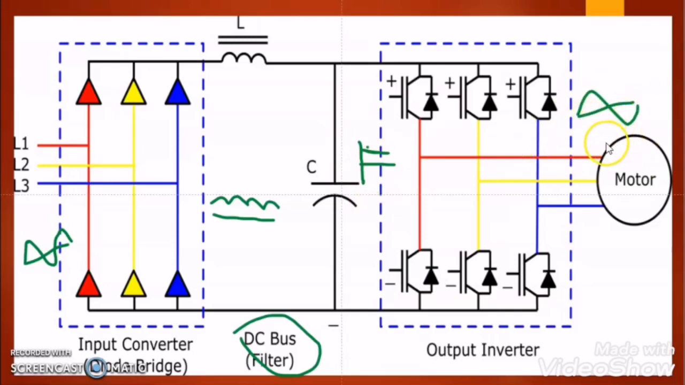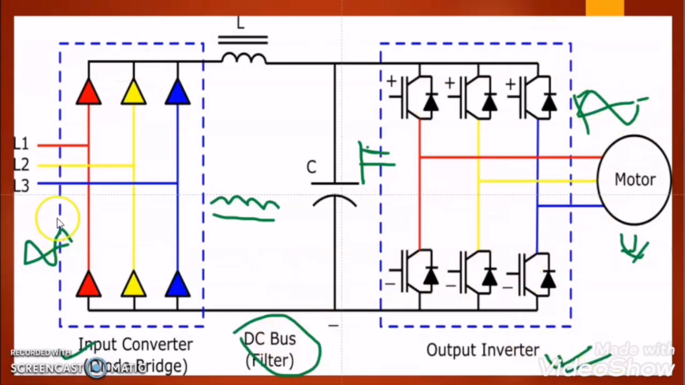What does required AC supply mean? It means with the required voltage and required frequency, so we can control the motor at our desired speed. We will discuss each section of the variable frequency drive one by one. First we will discuss the input converter section in depth, then the DC link, and then finally the output inverter.